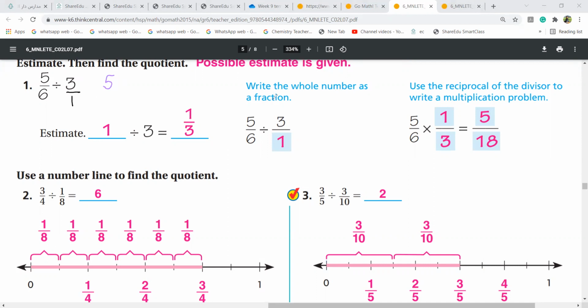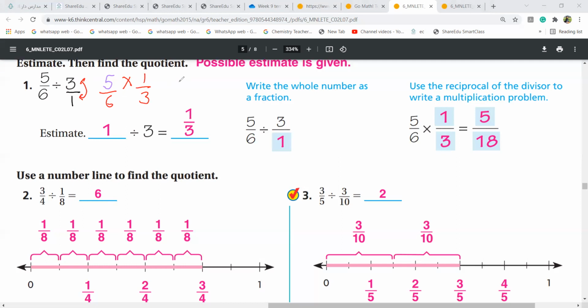Put 3 under 5. See, 5 over 6 divided by 3, how do I do this? The division becomes multiplication. I copy 5 over 6 the same, instead of division I put multiplication, and 3 over 1 becomes 1 over 3. Very good. Now check.